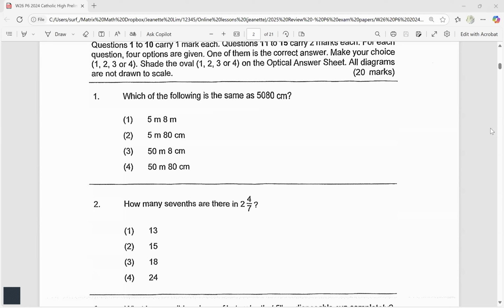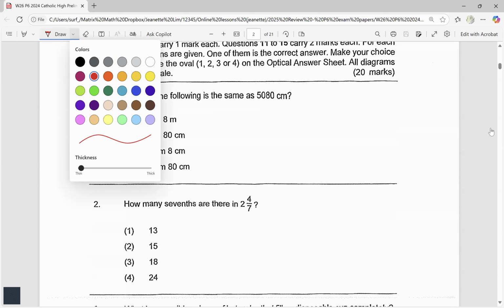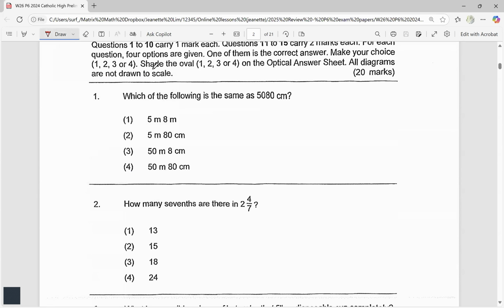Which of the following is the same as 5080 cm? Okay, we have 4 options here. Now, every 100 cm gives us 1 meter. So if you look at the hundreds, how many hundreds do we have? In the hundreds place is a 0, so that's 50. So it's definitely 50 meters.